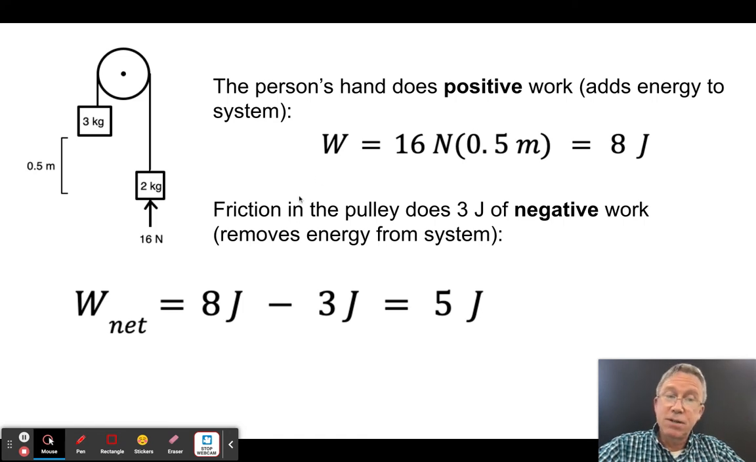But now friction is going to do negative work, right? So friction is fighting the way this is spinning and is taking energy out of the system and converting it to thermal energy or heat. And I was told that was 3 joules. So I did 8 joules of positive work, but the friction did 3 joules of negative work. So the net work done is 5 joules. Overall, between me pushing it up and the friction in the pulley, the system gained 5 joules from what it would have otherwise had.